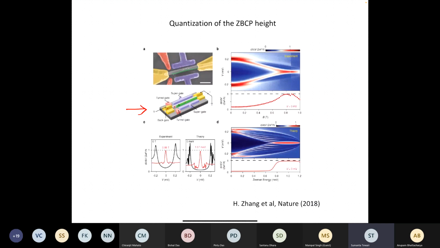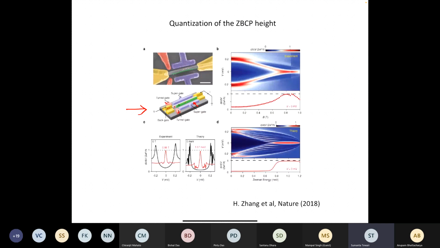This yellow is the metallic lead. You're applying a voltage here between the metallic lead and the semiconductor. And then there are a bunch of gates. These super gates are the ones that are controlling the chemical potential. And then there is a tunnel gate here. There are a pair of tunnel gates.